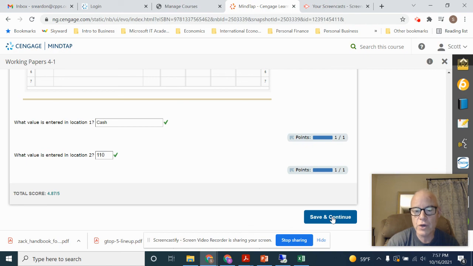And from here, you will do the on your own piece in the working papers 4.1, and you will do the terms review for 4.1 to round out this particular 4.1 lesson.